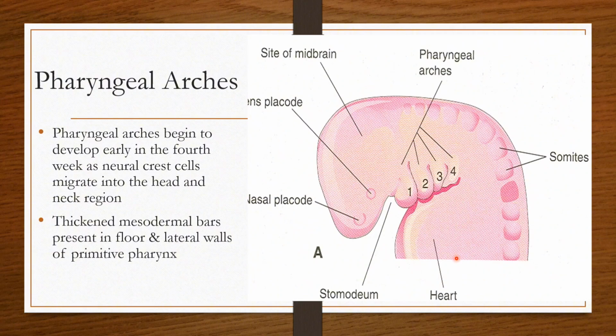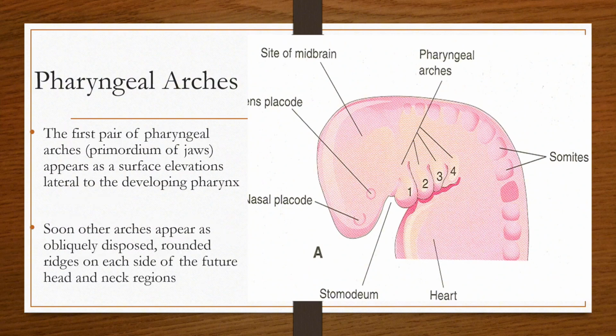So these arches develop in the floor and the lateral wall of the pharynx and consist of a thick core of mesenchyme, which is covered by the ectoderm. The first pair of the pharyngeal arch, the primordium of the jaw, appears as surface elevation lateral to the developing pharynx. So this is the first pair which appears lateral to the developing pharynx. Soon other arches appear as obliquely disposed rounded regions on each side of the future head and neck region.